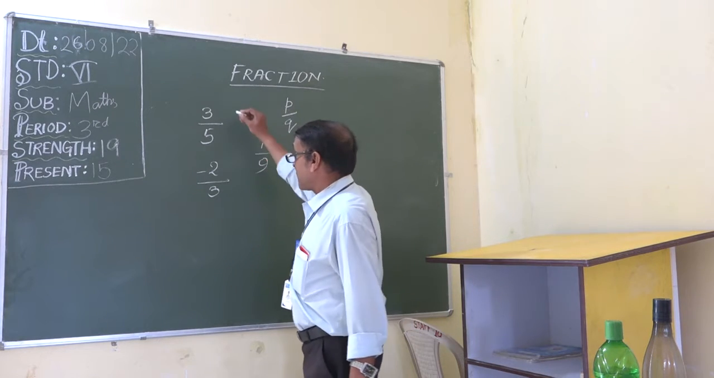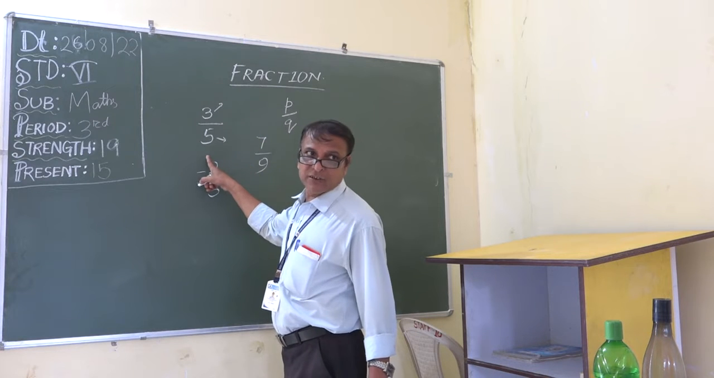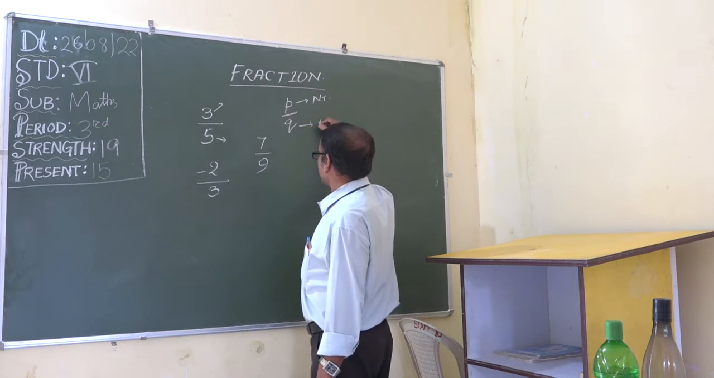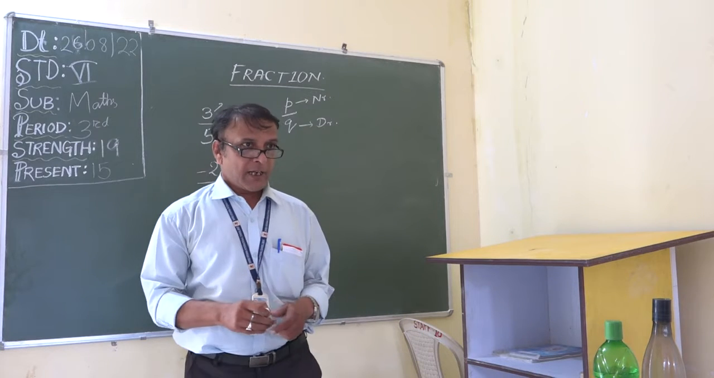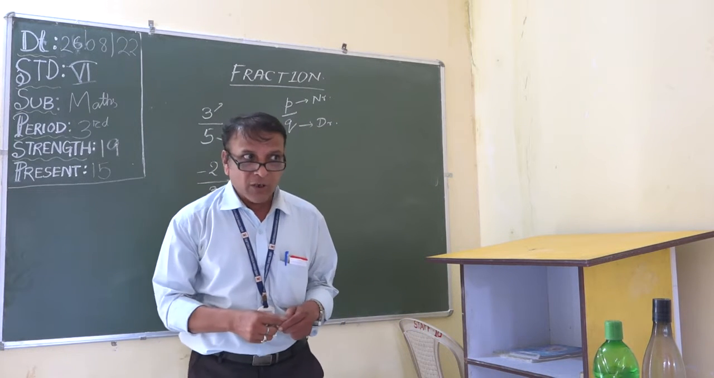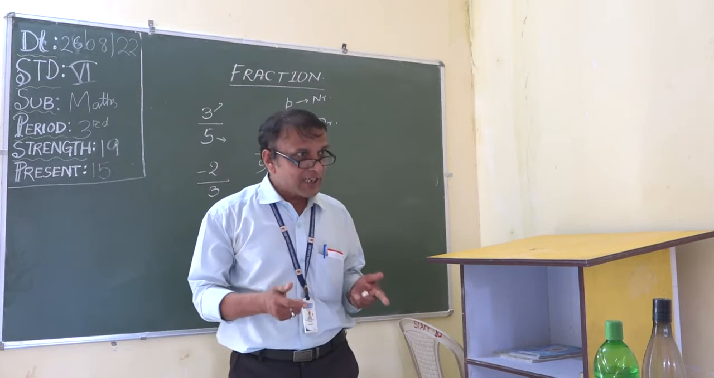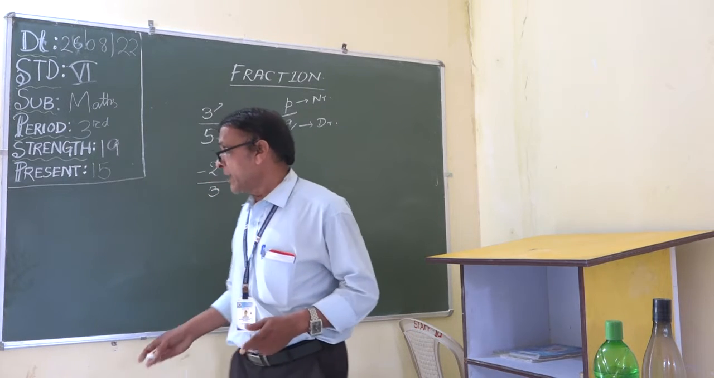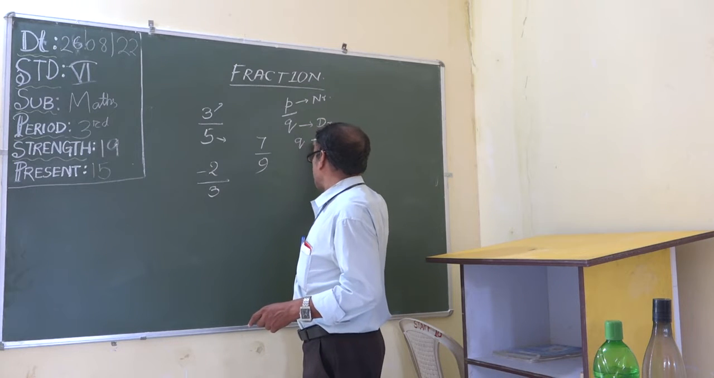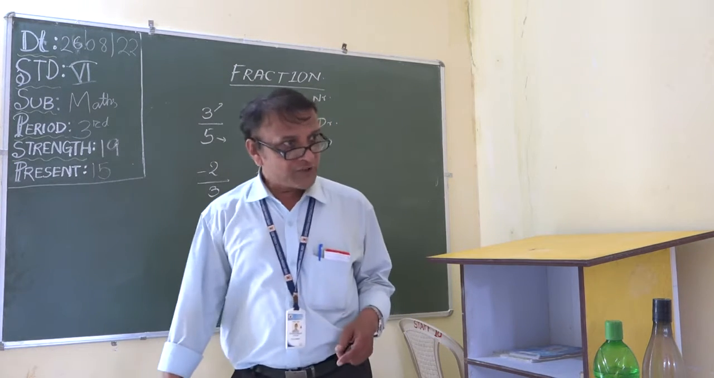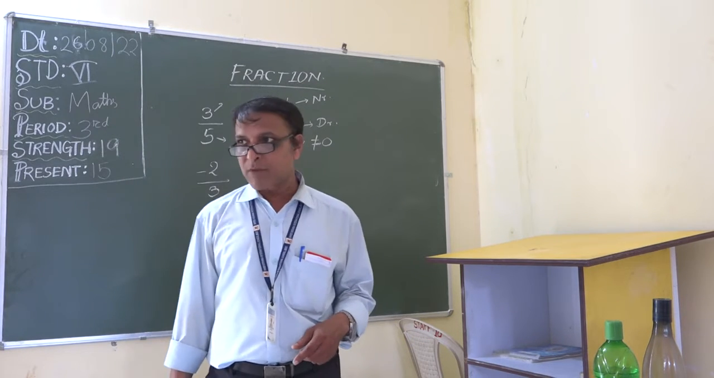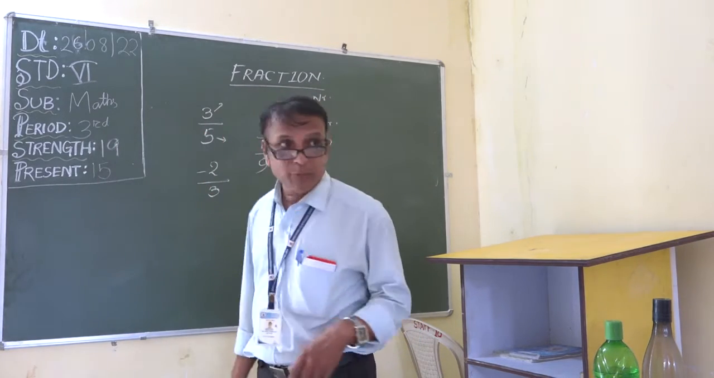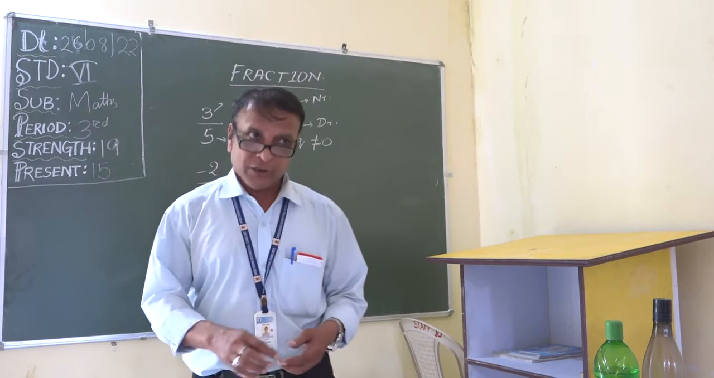What is this called? Numerator. Good. And this? Denominator. So here P is the numerator, and Q is the denominator. Now, can the denominator of a fraction be zero? No. It can never be zero. So here Q, the denominator, can never be equal to zero. Any number in the form of P by Q is called a fraction. The upper one is called the numerator, and the lower one is called the denominator.